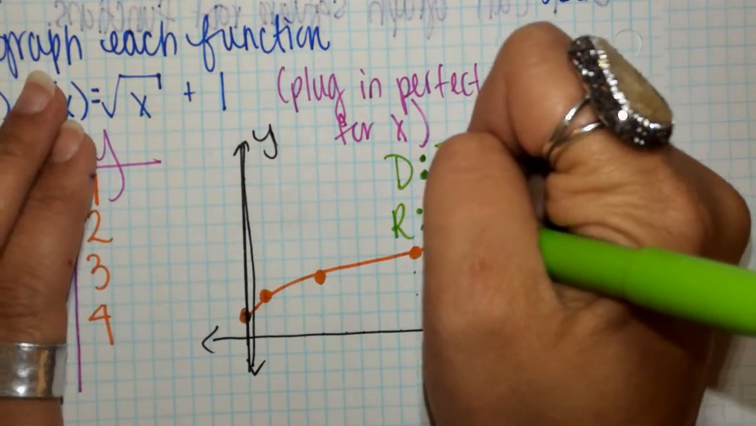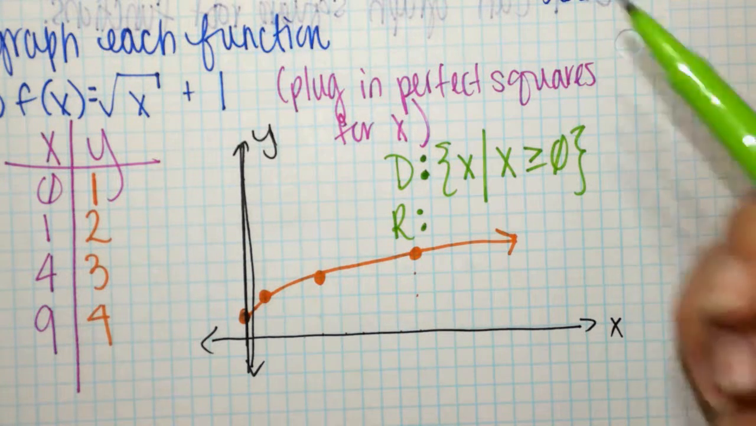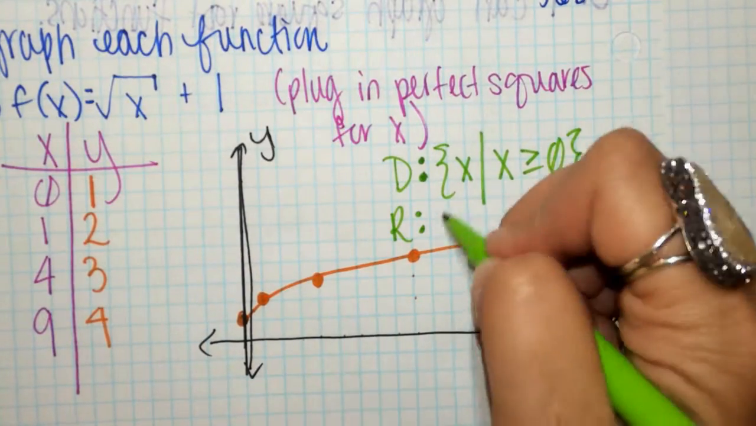And then range, what's our y values? Is our starting y value 0 this time? What's our starting y value? 1. So is it greater than 1 or less than 1? It's going up, right? Greater than.